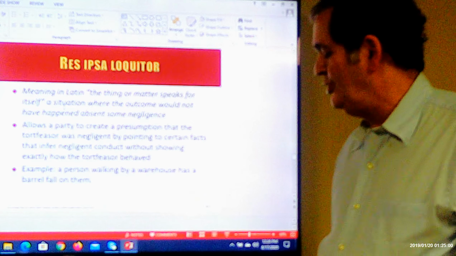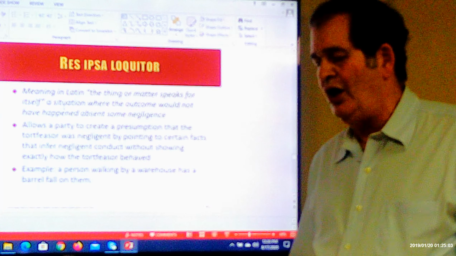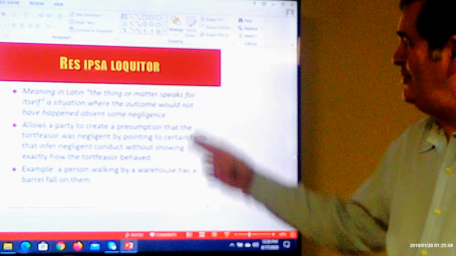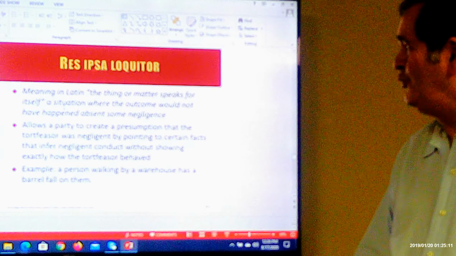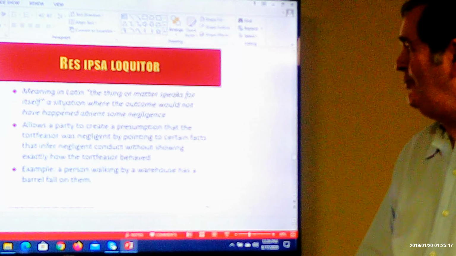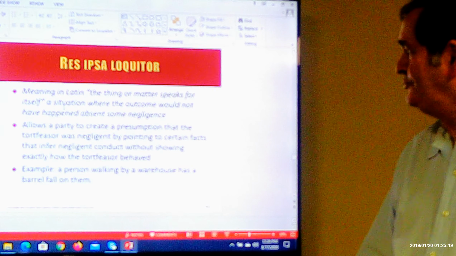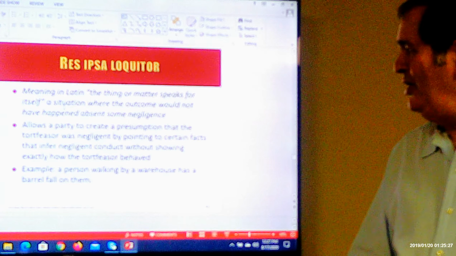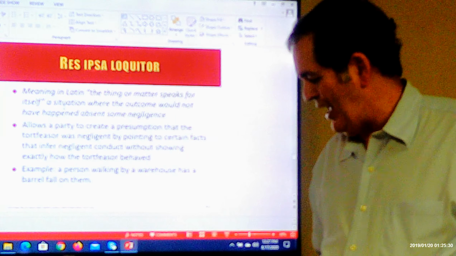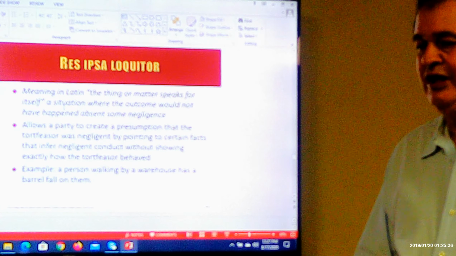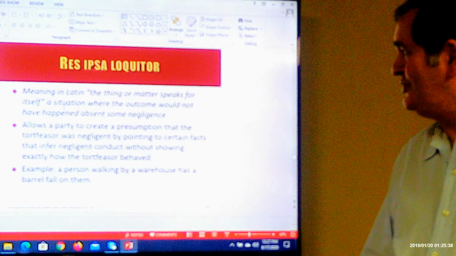Okay. Res ipsa loquitur is a doctrine that is used sparingly in the law, but the Latin phrase means the thing or matter speaks for itself. It's a situation where the outcome would not have happened absent some negligence. So for example, if you're walking by a warehouse and a barrel falls on your head from up above, that's something that would not have happened absent some negligence. Somebody was negligent either in pushing the barrel over, in storing the barrel, or something to that extent.